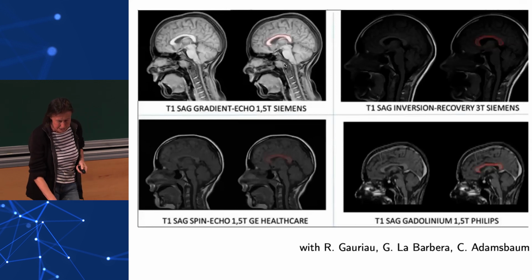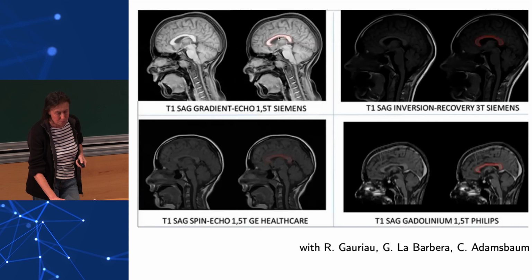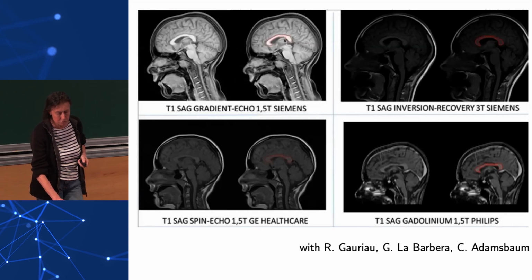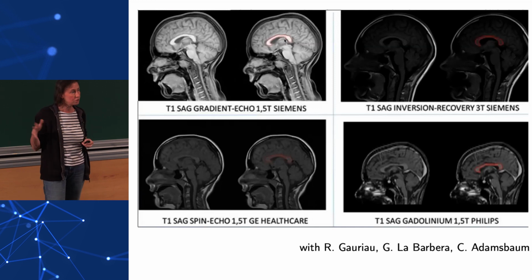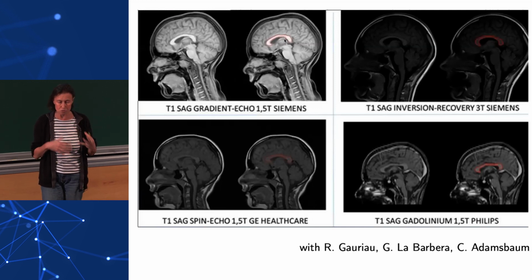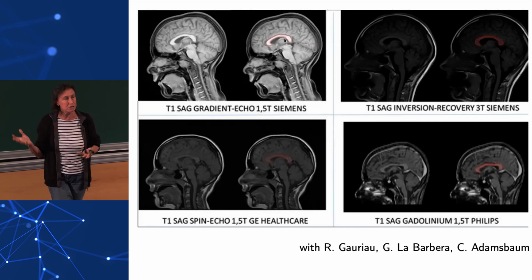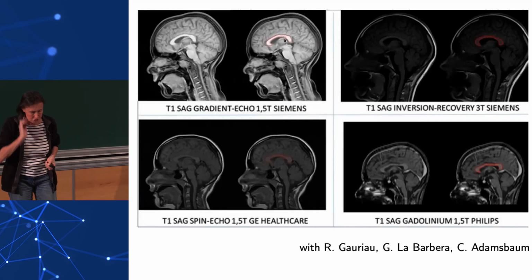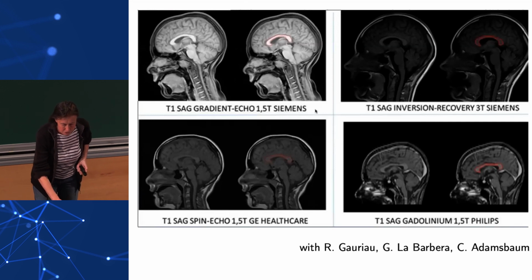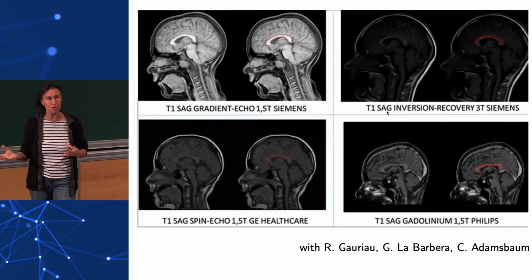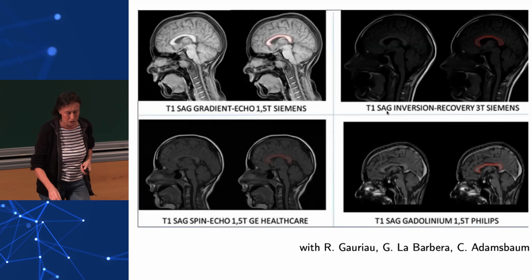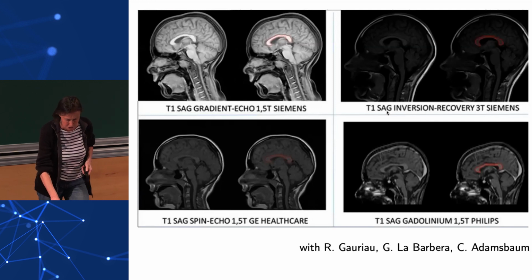We can see here an example of detecting the corpus callosum on children, which is this structure here, which is very important in particular on newborn children to assess the risk of problems in the development of cognitive functions. And it works on different types of images, different types of machines, etc. So it's quite robust to the type of acquisition.